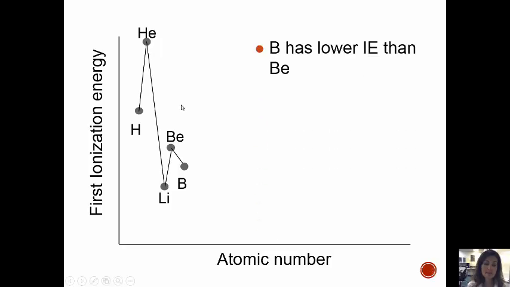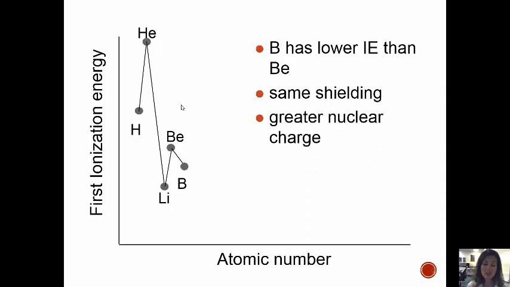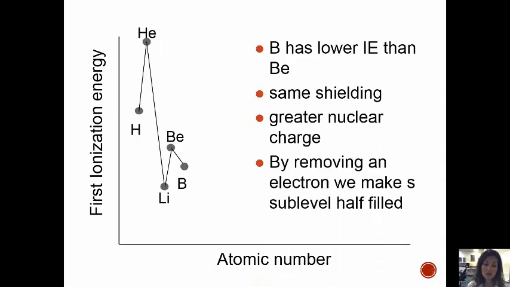Boron has a lower ionization energy than beryllium. It has same shielding, greater nuclear charge, but what happens is boron is S2P1. And by removing that electron from the P sublevel, it makes it so that it's just S2.